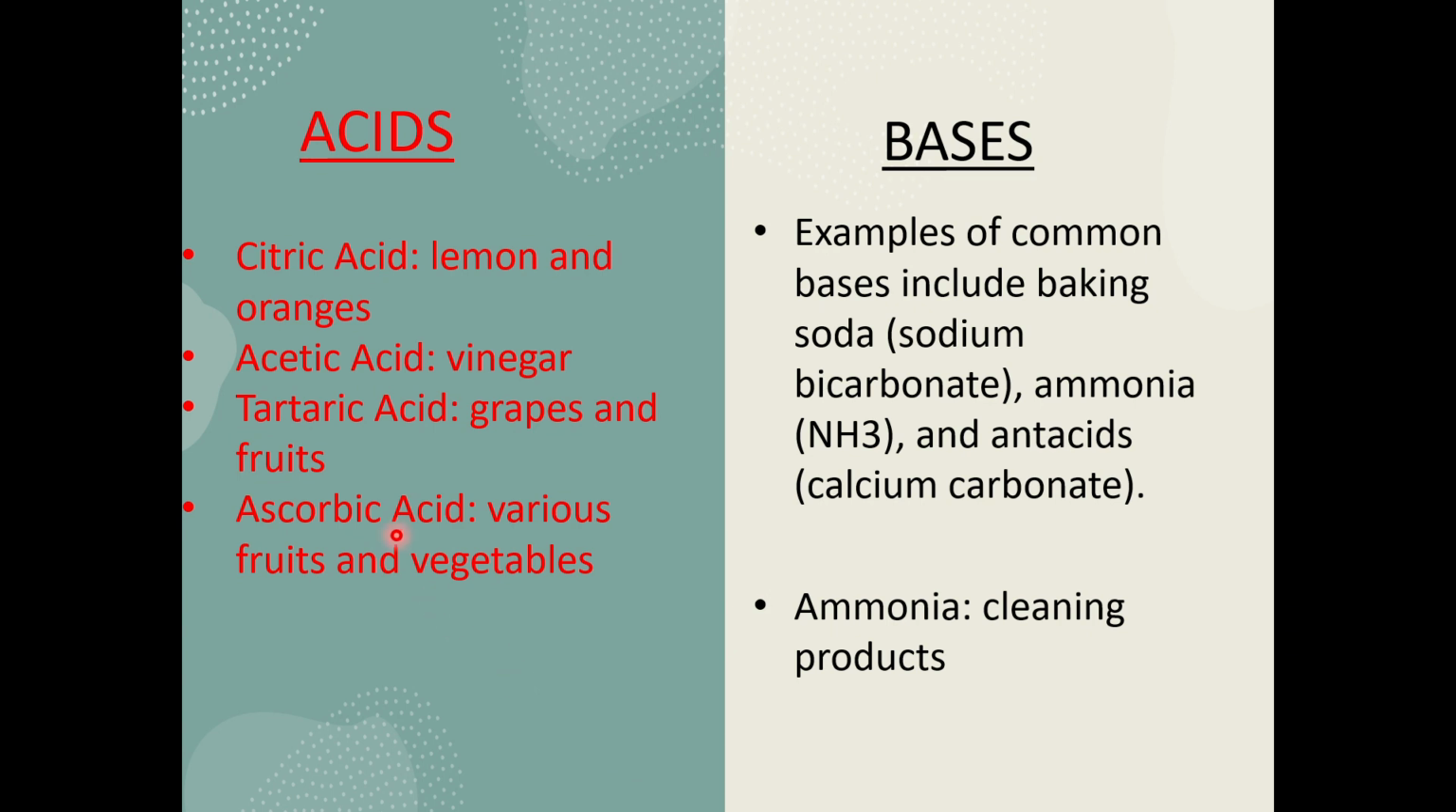Some examples of naturally occurring acids are citric acid, which we find in lemon and orange; acetic acid, which we find in vinegar; tartaric acid, which we find in grapes and fruits; and ascorbic acid, which we can find in various fruits and vegetables.